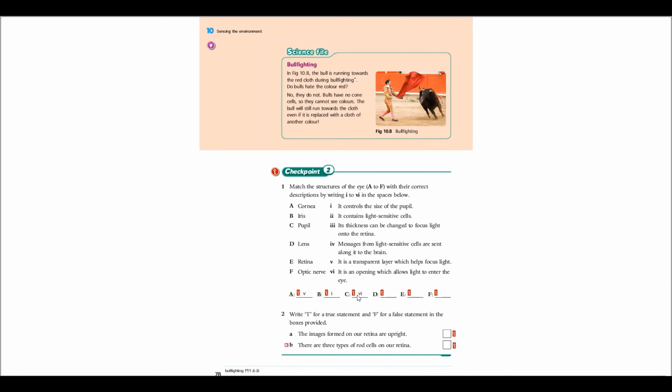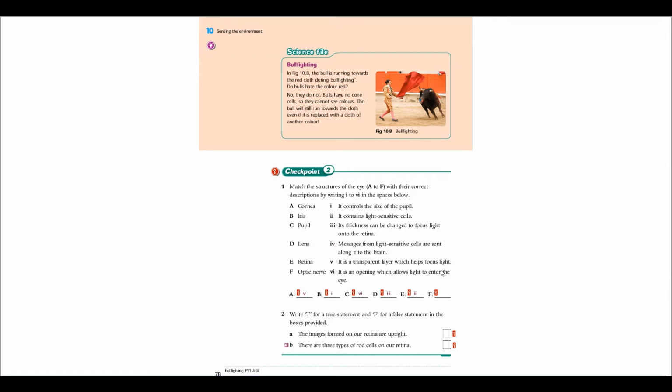So it should be number 6. And lens is the one that can bend the light, remember? So the thickness can be changed to focus light onto the retina. So it should be the third one, number 3. And for the retina, it will be the one that contains the light sensitive cells, remember? So the retina should be number 2, contains the light sensitive cells and to receive the stimulus.